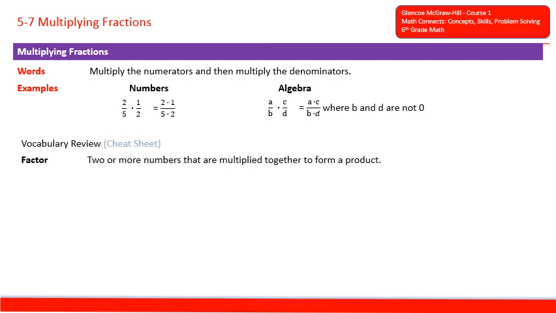Vocabulary review. A factor: two or more numbers that are multiplied together to form a product. Example, 1, 2, 3, and 6 are all factors of 6.